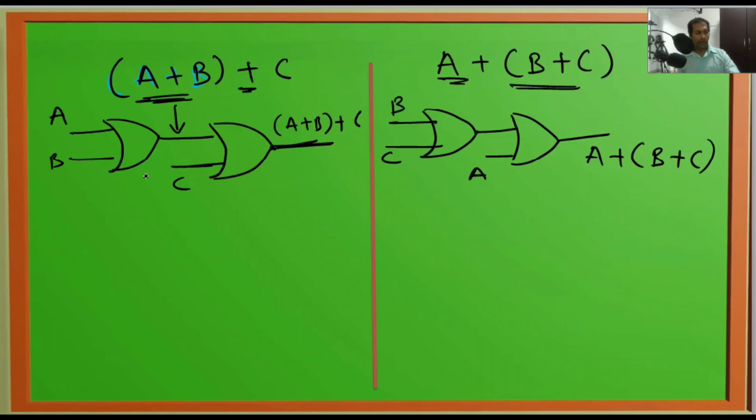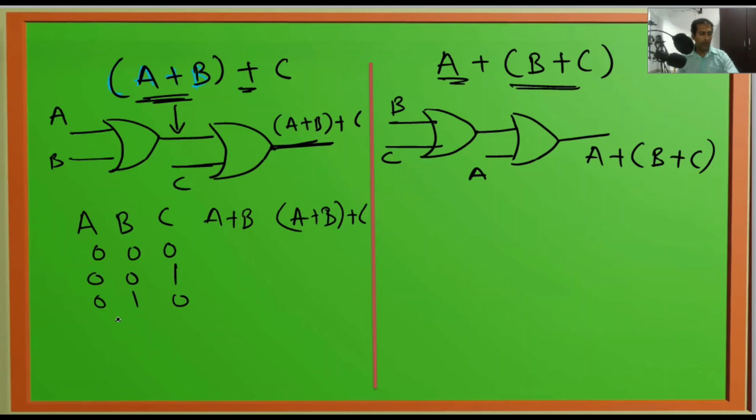Fine. So let us see the truth table, if we get the truth table same or not. So let us write the possible inputs, say A, B, C. And in between stage we are getting A plus B. And finally we will see what we get, A plus B plus C. So here we have 0, 0, 0, 0, 0, 1, 0, 1, 0, 0, 1, 1, 1, 0, 0, 1, 0, 1, 1, 1, 0, and 1, 1, 1.